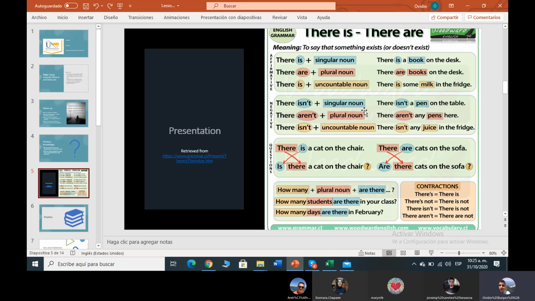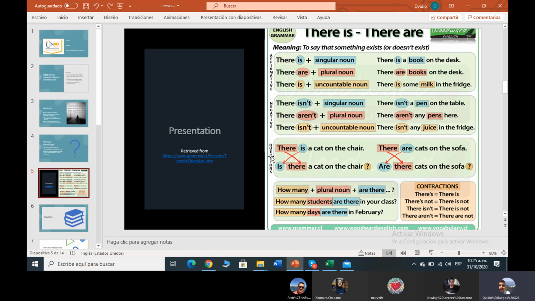There isn't plus singular noun. Remember, there is plus singular noun, there are plus plural noun. With an uncountable noun, you are going to use there is, okay? For example, there isn't a pen on the table. There isn't a pen on the table, okay? With are, you are going to use there are not plus plural noun. With the contraction, there aren't plus plural noun, okay? There aren't any pens here, okay? With the uncountable noun, you are going to use there isn't plus uncountable noun. Example, there isn't any juice in the fridge, okay?